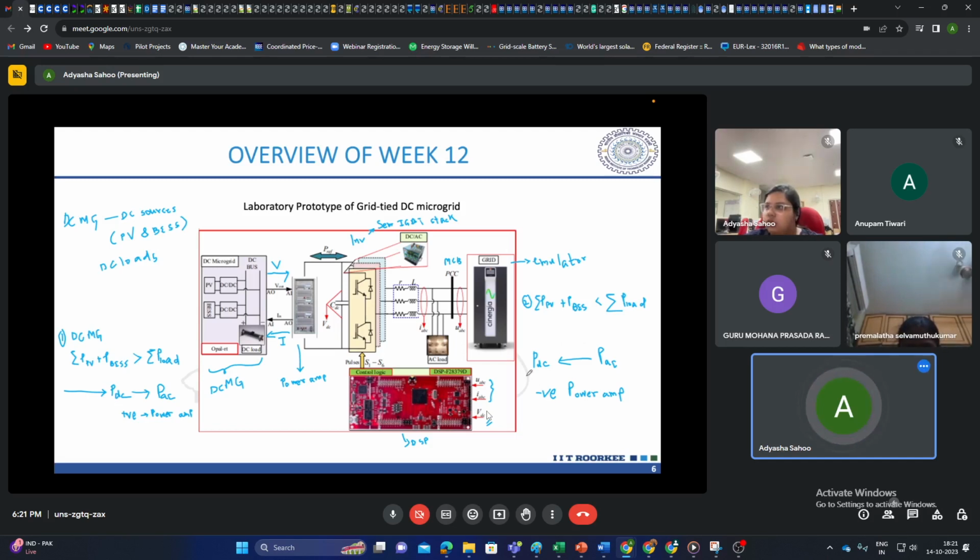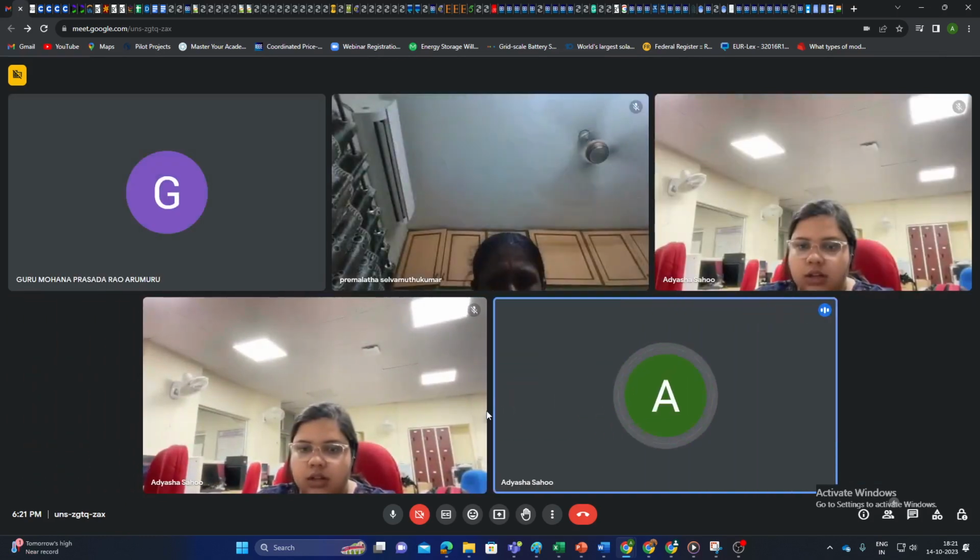Is my screen moving or is it still stuck in the previous one? I'll just reshare once again.